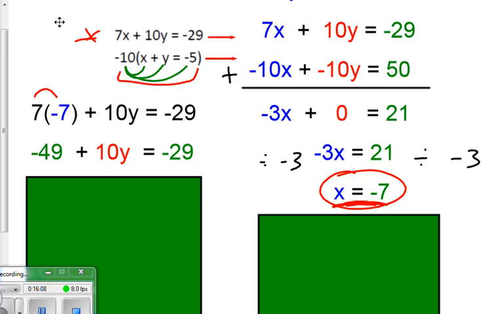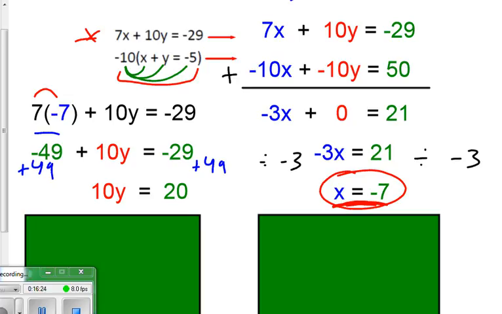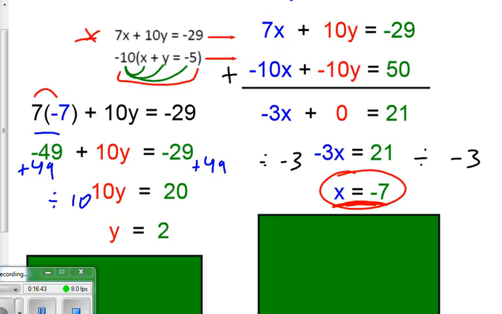Now, if we're trying to work towards getting y alone, we want to get rid of this constant term on this side, so we have to add 49 to both sides. I suppose I can write it over here too. Add 49 to both sides. When I do that, that leaves me with positive 10y, or just 10y, equals positive 20. -29 plus 49 would get us to 20. To get y alone then, we need to divide both sides by 10. When you divide both sides by 10, that's just going to leave you with y equals 2.